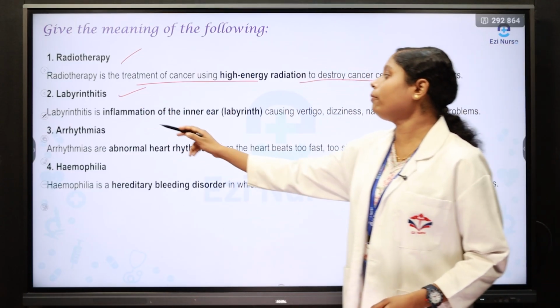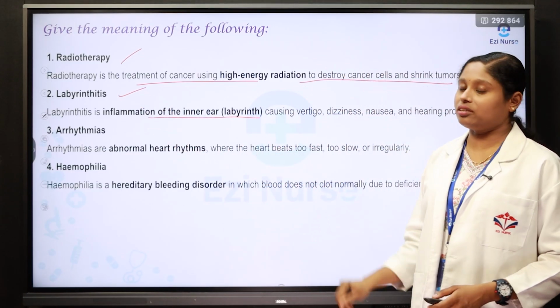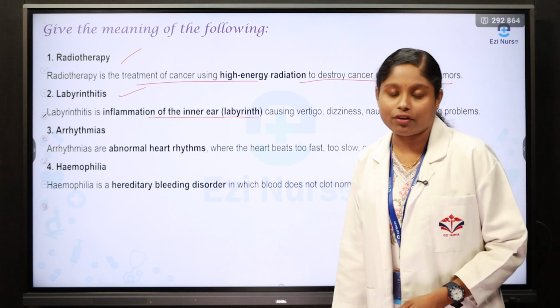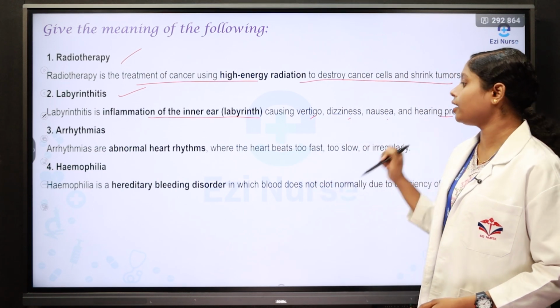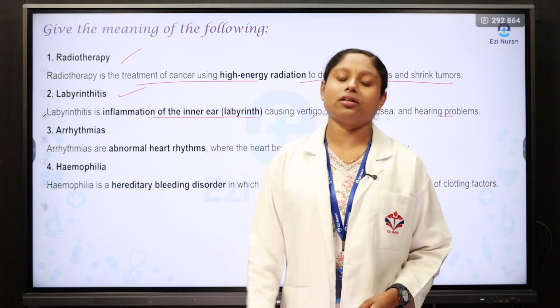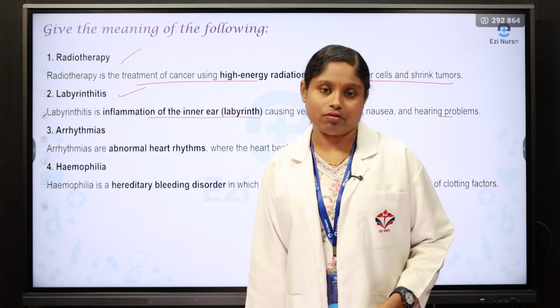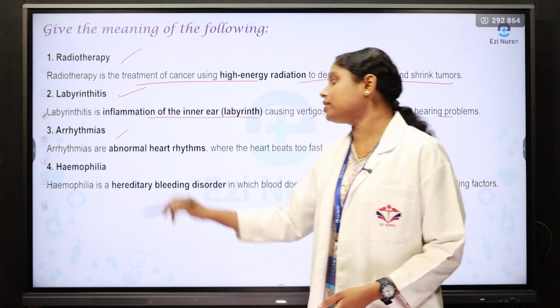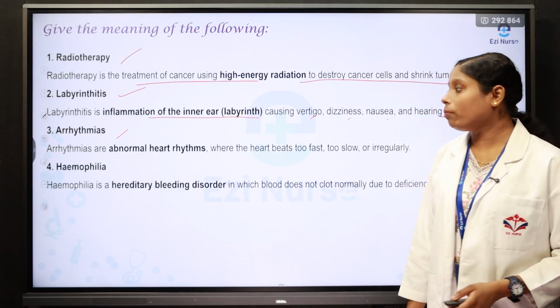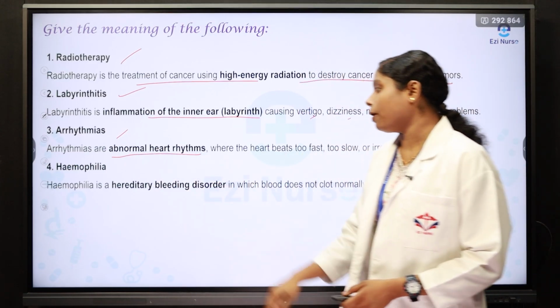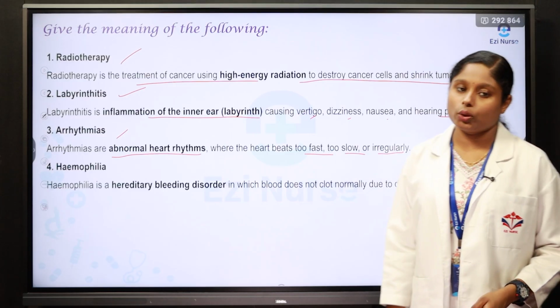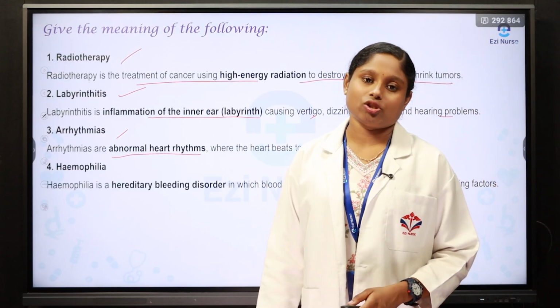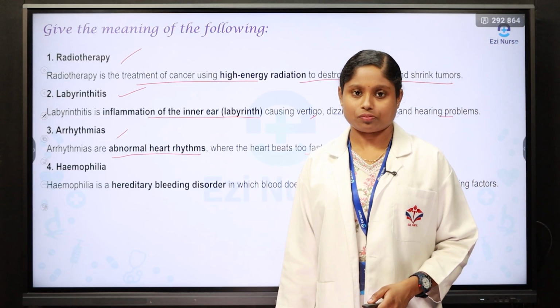The second question was labyrinthitis. It is the inflammation of the inner ear called labyrinth. It will cause vertigo, dizziness, nausea and hearing problems. So that is labyrinthitis, the inner ear inflammation. The third question was arrhythmias. It is abnormal heart rhythm where the heart beats too fast, too slow or irregularly. That condition is known as arrhythmias.